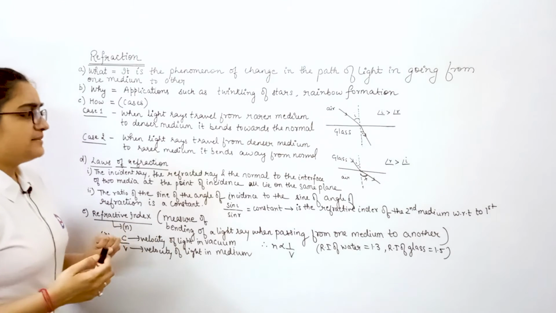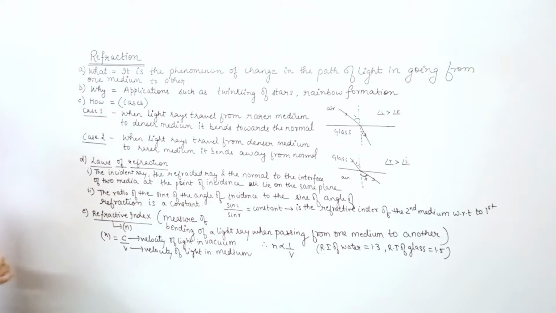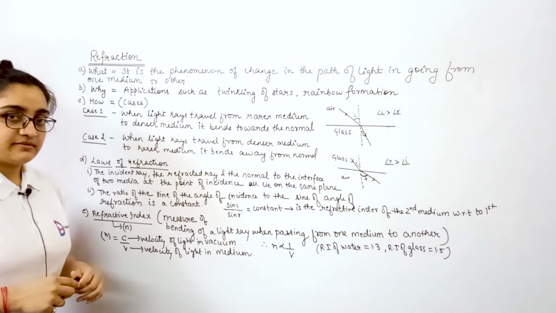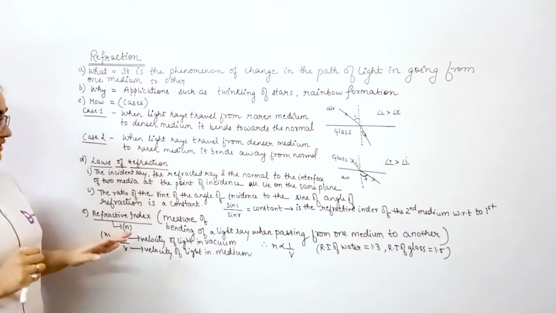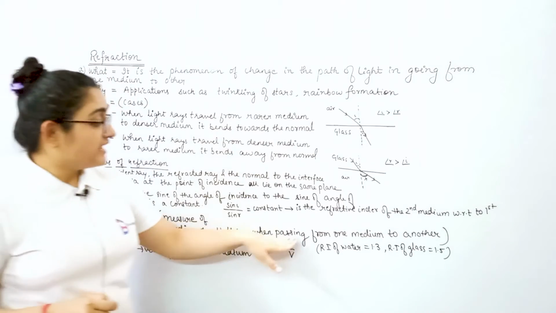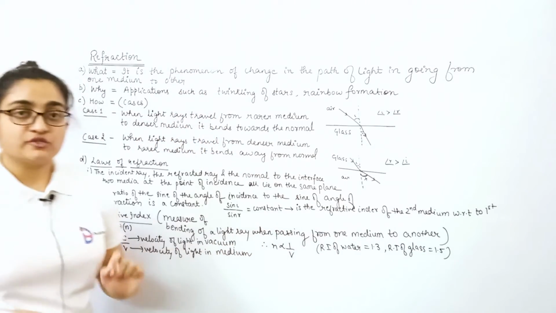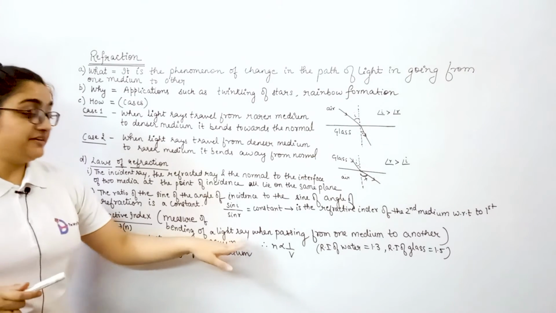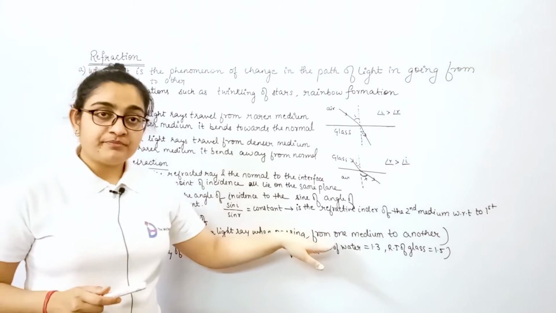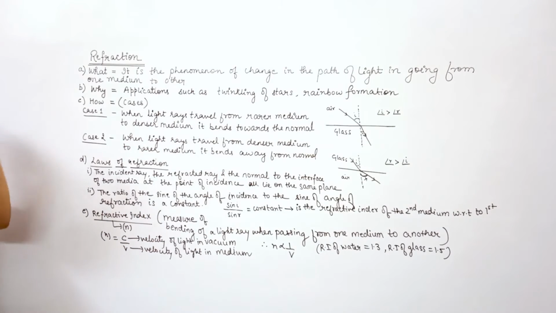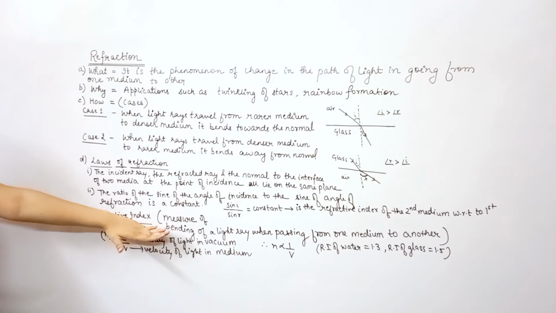Let us now understand the concept of refractive index in more detail. So, coming to refractive index. What exactly is the refractive index? It is basically a measure of the bending of a light ray when passing from one medium to another. So it helps in measuring the bending of a light ray when it is passing from one medium to another. Basically, refractive index is for measurement purposes.